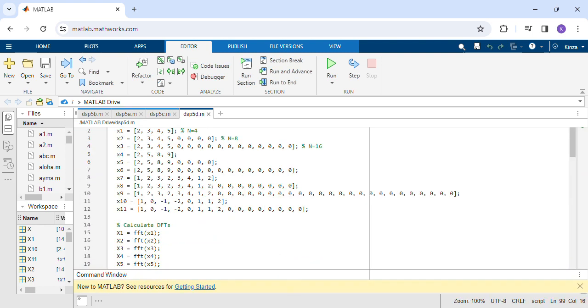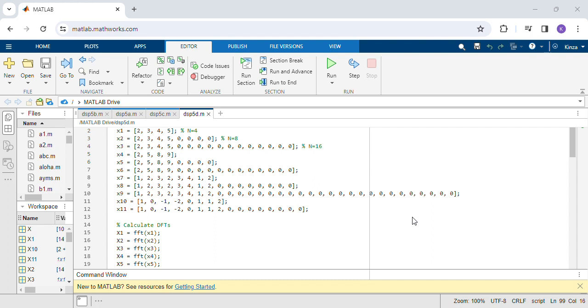Moving towards our last task. In this task, we were asked to calculate the discrete Fourier transform and plot magnitude spectrum, phase spectrum, and power spectrum for the signals in task 2, and also observe the effects of zero padding. Signals x1 to x11 were given in the question.